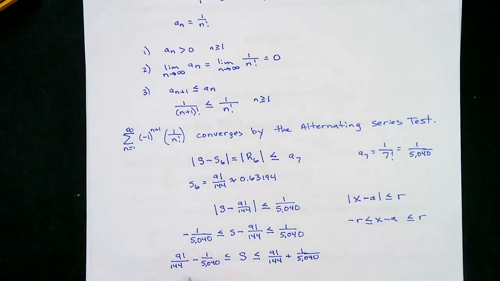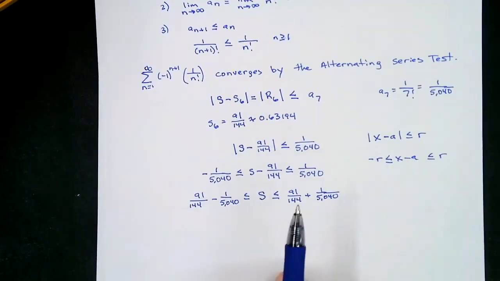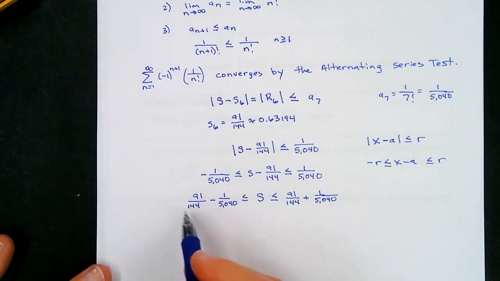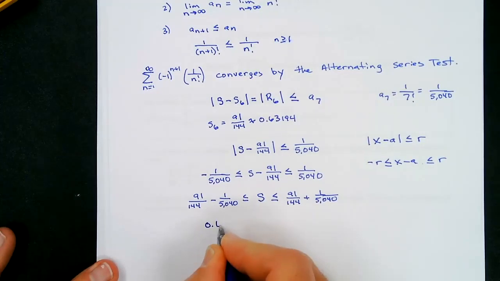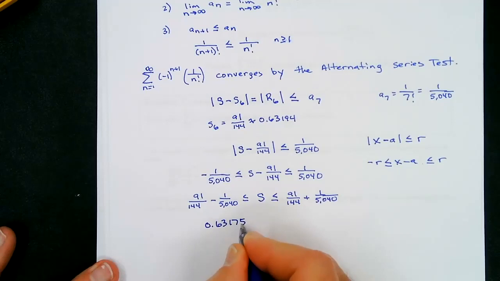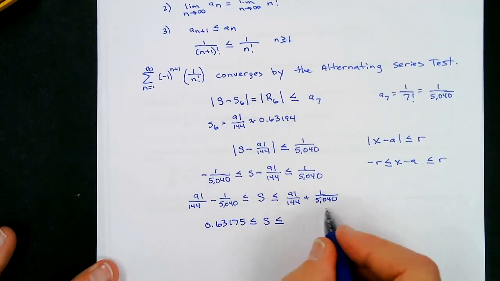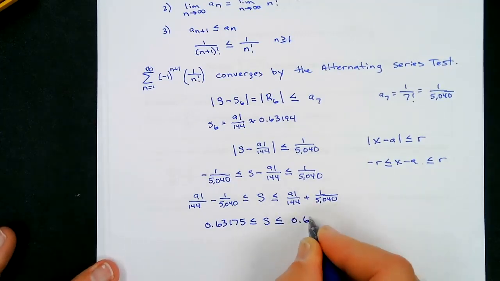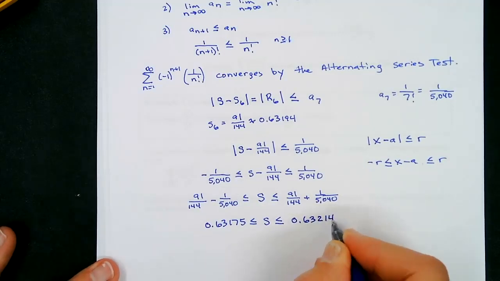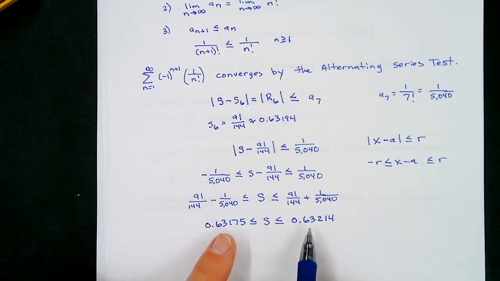Okay, so if I put this into my calculator, I get a decimal approximation of 0.63175, going a few decimals out, is less than or equal to my sum, which is less than or equal to, and if you put this into your calculator, you get a decimal approximation of 0.63214. So what this means is our sum is in between these two values.